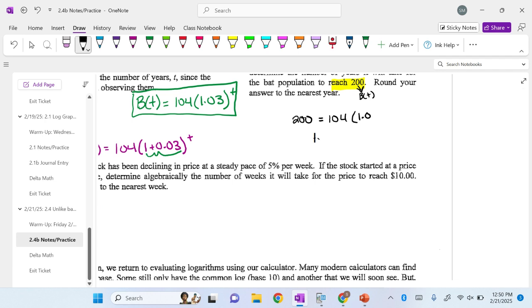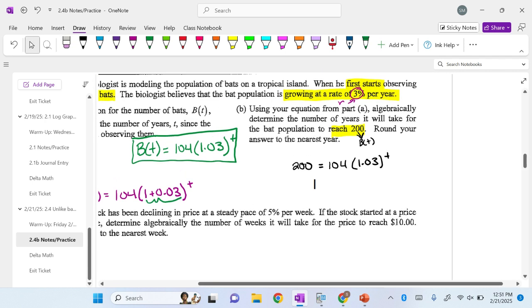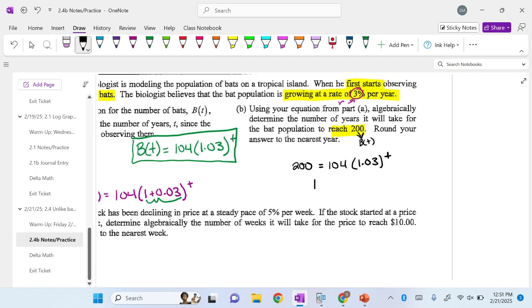104 times 1.03 raised to the t power. Now, this is where you've got to be careful. Because first off, is my base isolated quite yet? So what is my base here?